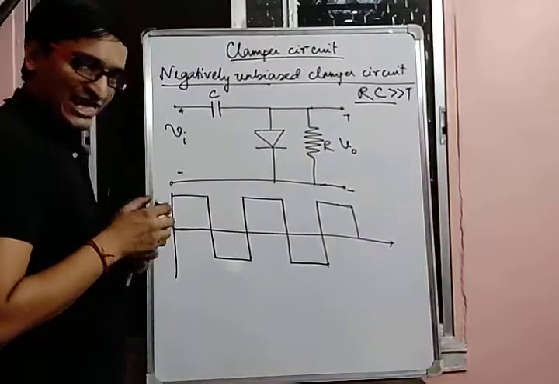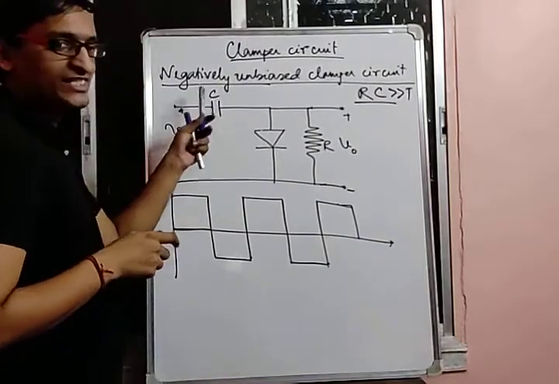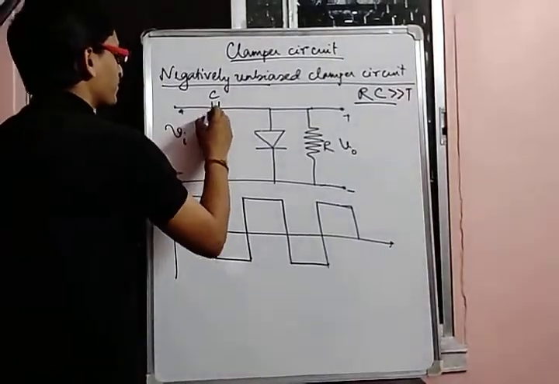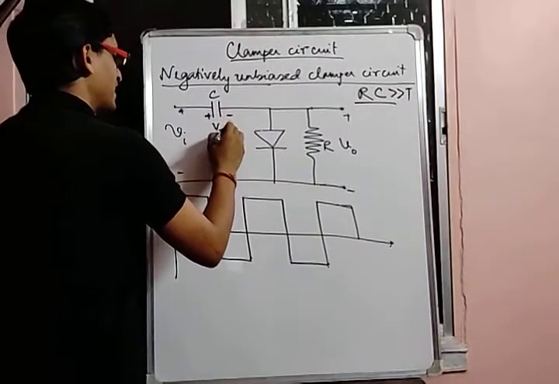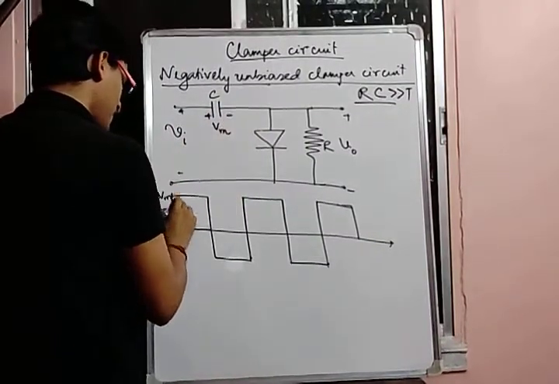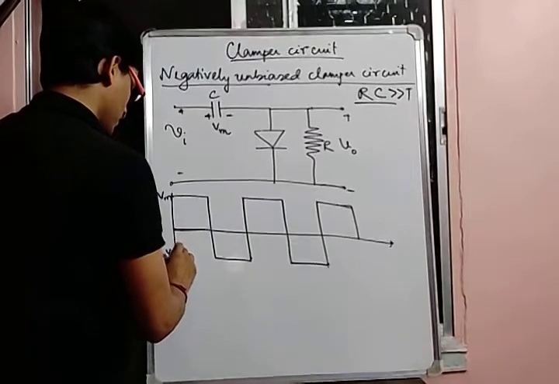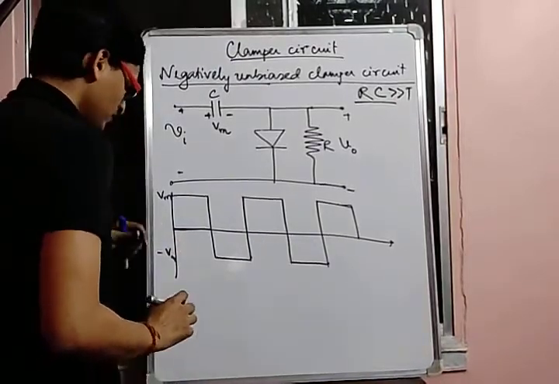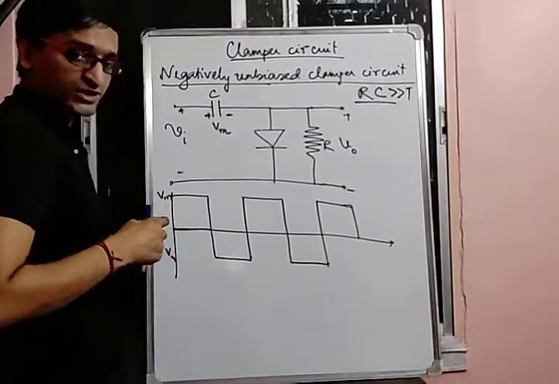And the capacitor will charge up to Vm. This will be plus, this will be minus, and it will get charged up to Vm. This is Vm, this is minus Vm. So here the output voltage is 0 during the positive half cycle.